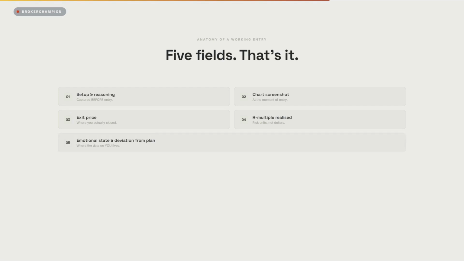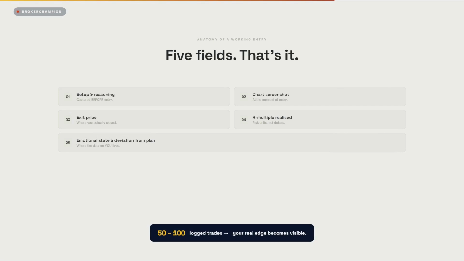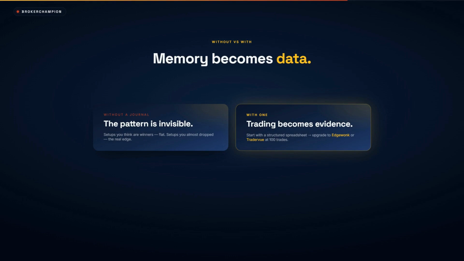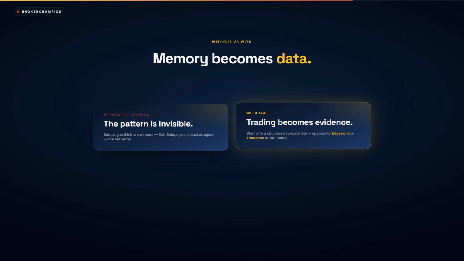That's it. After 50 to 100 logged trades, something specific happens. The setups you thought were your winners turn out to be flat. The ones you almost stopped trading turn out to be the actual edge. Without a journal, that pattern is invisible. With one, your trading turns into data instead of memory. Start with a structured spreadsheet. Upgrade to EdgeWonk or TradingView once you cross 100 trades and the workflow is worth automating.